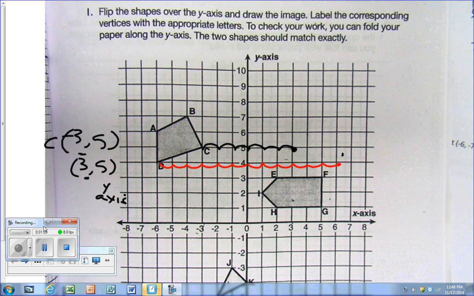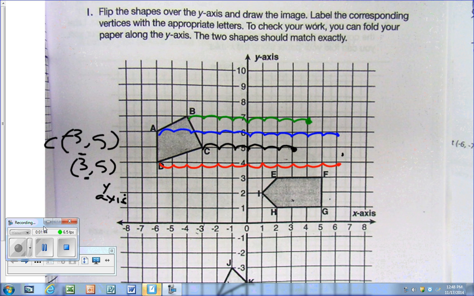Let's try point B. 4 jumps to the y-axis. 4 jumps out. That's where the image of point B would be, kind of up on that mark. And then finally, we have point A. Now, point A might be a little hard to count because the shape is covering part of the coordinate plane, but we can imagine where it would be. 6 jumps to the y-axis, which makes sense because it's right in line with point B. So we would take 6 jumps out.